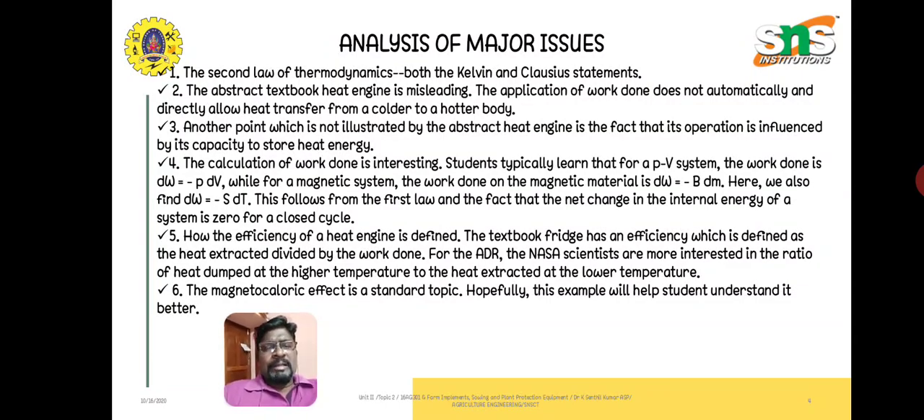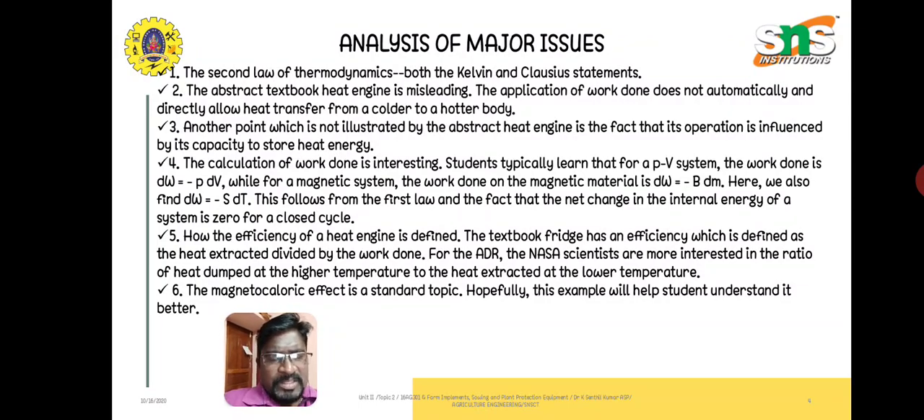Another point which is not illustrated by the abstract heat engine is that its operation is influenced by the capacity of the stored heat energy. That means the amount of heat energy that is stored mainly influences the calculation of work done. Students typically learn that for a PV diagram, that is pressure volume diagram, the work done is dW equal to PdV, while for a magnetic system the work done on a magnetic material is dW equal to minus, the formula is given there. We can also do various things.